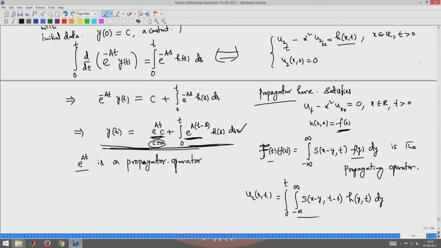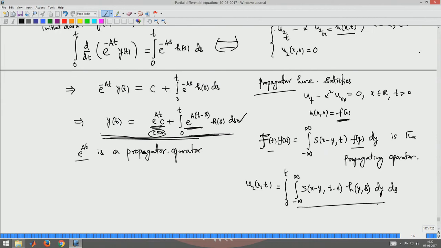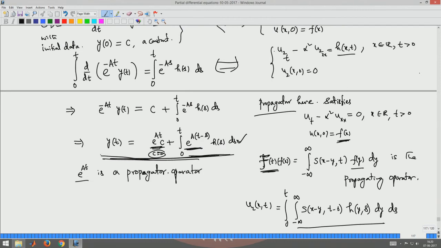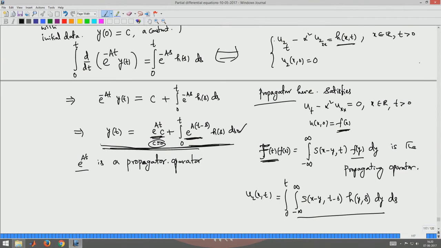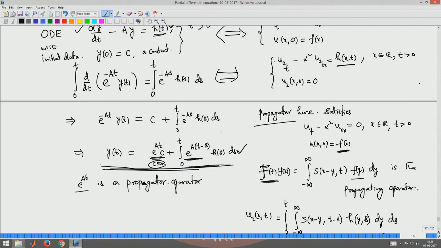This should be a function of t that you are integrating from 0 to t, okay. So, wherever t is there, I am just putting s. So, this is s, this should be s ds. So, if you use this propagating operator acting on this non-homogeneous data h of x, t, then wherever t is there, t is the independent variable here. So, h of s. Wherever t is there, you have s.